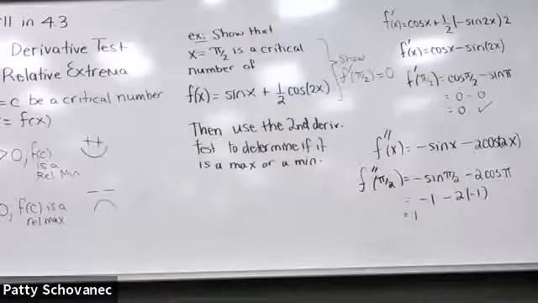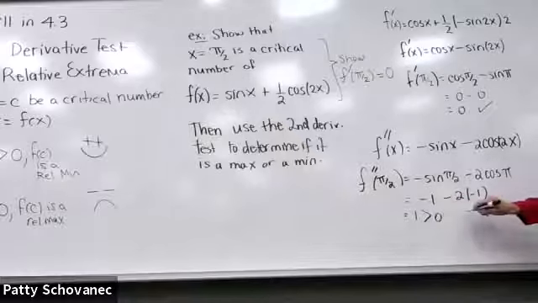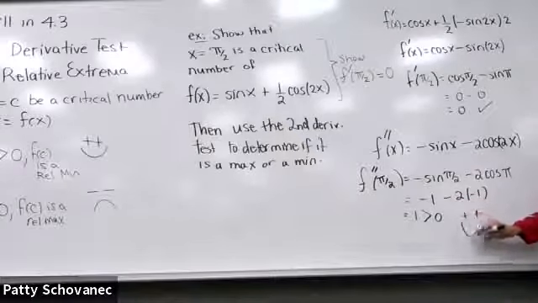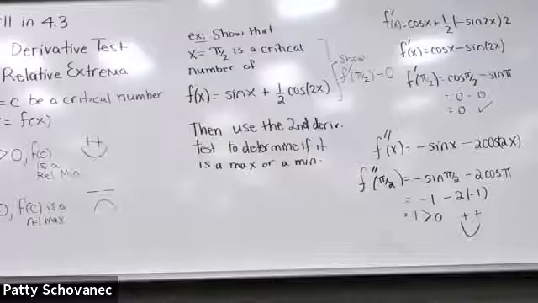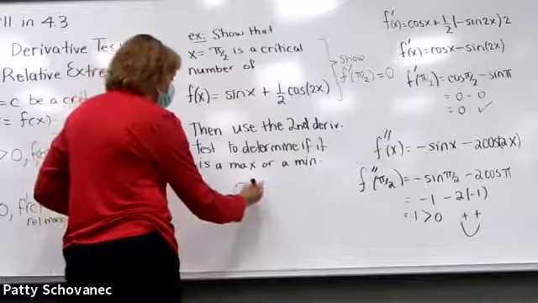The size of the number itself doesn't matter, but the fact that it's positive does. I got two little plus sign eyes, which makes a happy face. So that means my critical number is down there at the bottom of the smile. It's a relative min. So that's our conclusion. We've got a relative min at x equals pi halves.